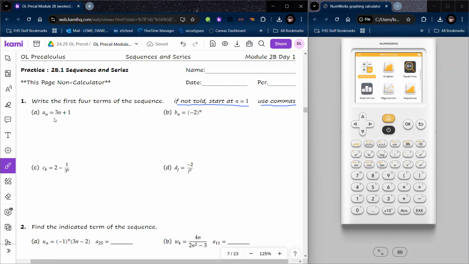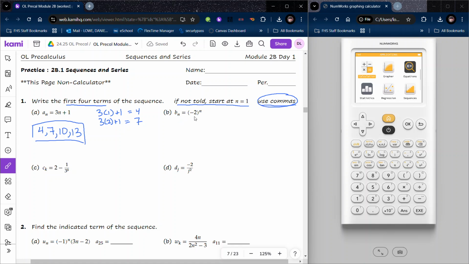So if I consider n equals 1 for this first situation, I know that 3 times 1 plus 1 is going to be equal to 4, so my first term is 4. Then my next term would be 3 times 2 plus 1, and that would be 7. And I can see that I am adding 3 each time, and I want the first four terms, so there are the first four terms of the sequence. Once again, remember to use commas.